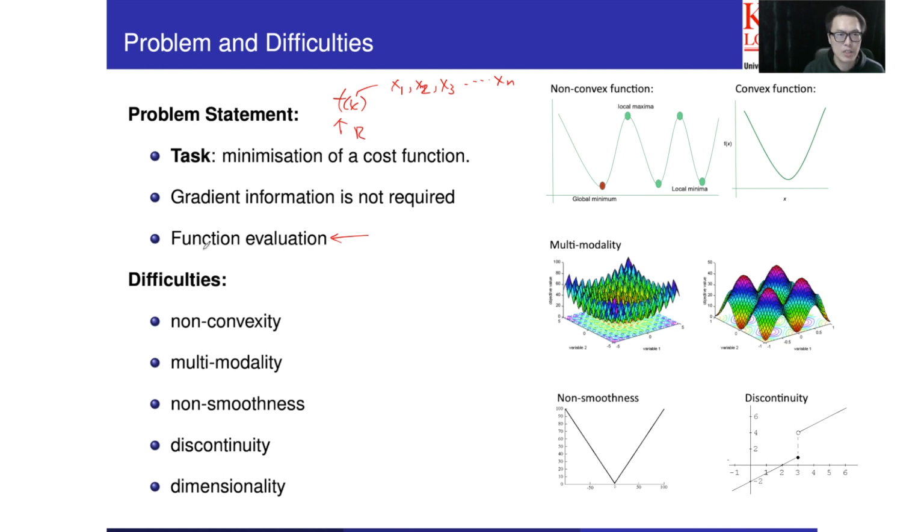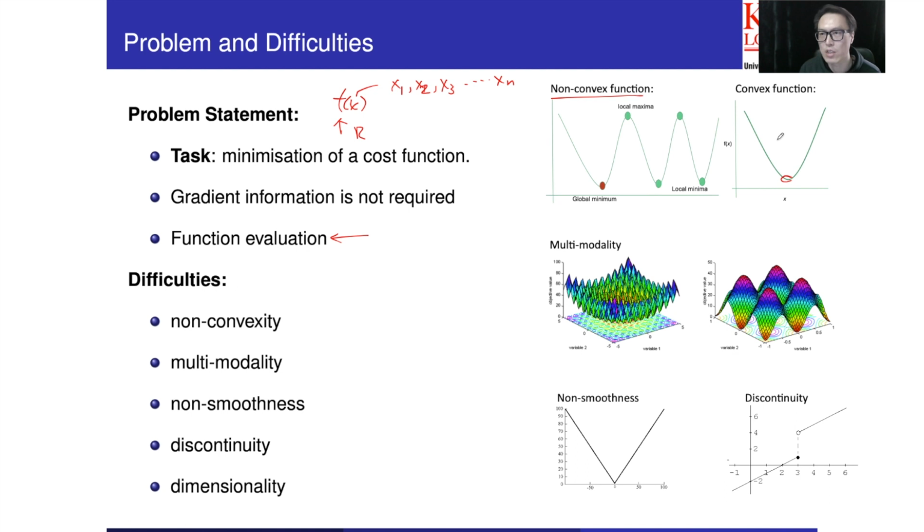In order to have this kind of learning algorithm, what kind of difficulties will we encounter? I'll give you some ideas here. When we talk about different kinds of cost functions, non-convexity is one issue. For example, this is a non-convex function. It is a non-linear function with different local minima and local maxima, and some of them would be global. So we have more than one optimal point, and that is a non-convex function. On the contrary, a convex function has only one local minimum, which is the global minimum as well.